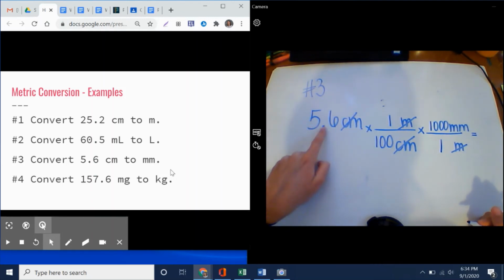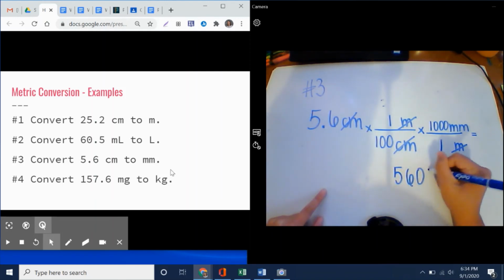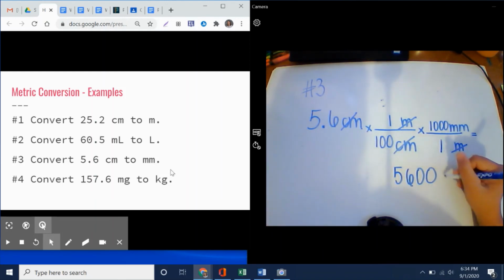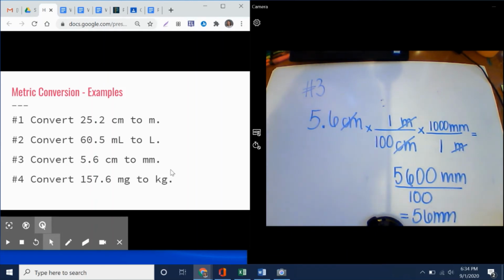So we're going to multiply the top numbers. 5.6 times 1,000 is 5600. Our unit up top is millimeters. Our bottom number is 100. And if we put that into our calculator, we see that that would be 56 millimeters. So 5.6 centimeters is the same as 56 millimeters.